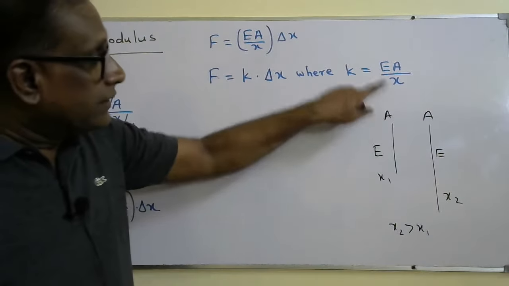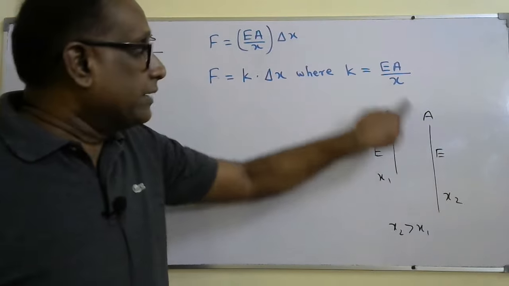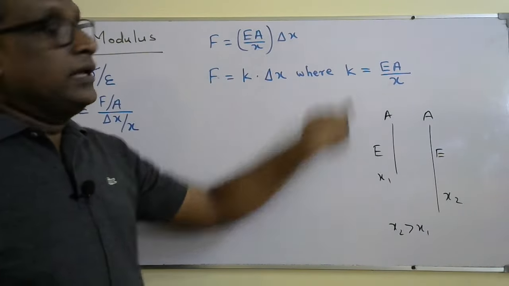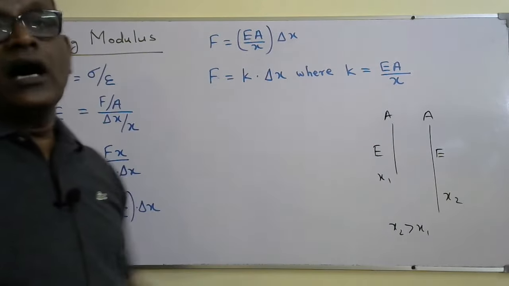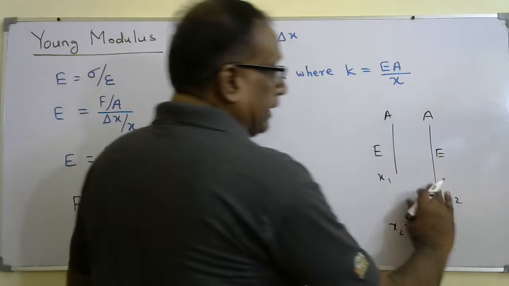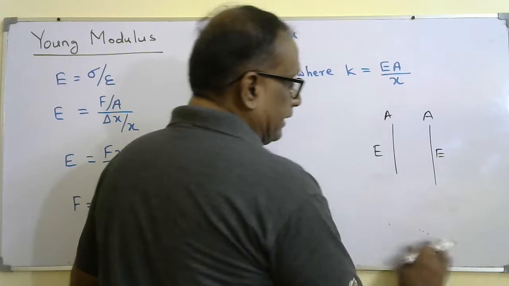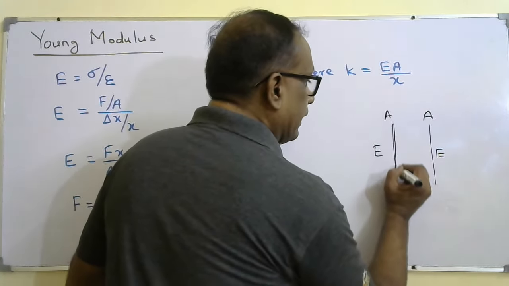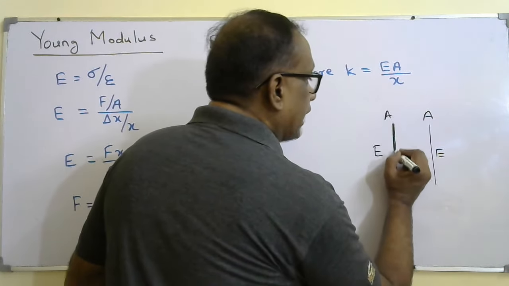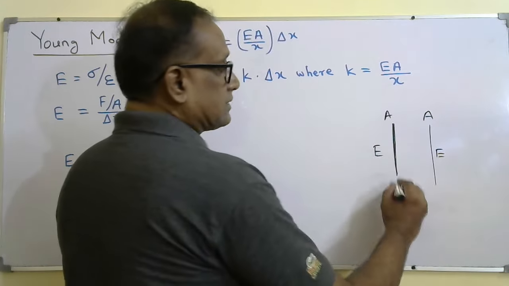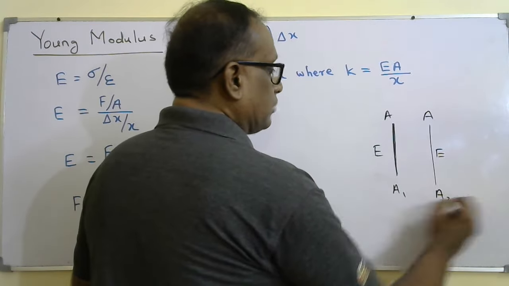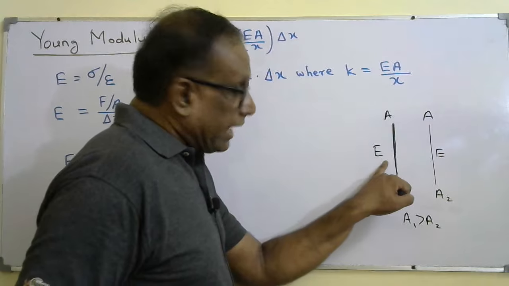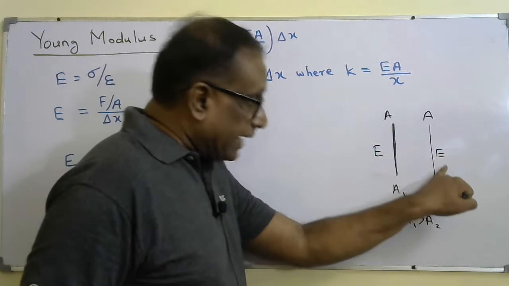I told that is true, because when the length of the wire becomes larger, the denominator becomes larger, so k will become smaller. In the same way, I compare two different wires, both have the same length and are made of the same material, but one is thicker. The thicker wire will show larger stiffness. Thus, this is A1, this is A2. If A1 is greater than A2, this will have greater stiffness than this.